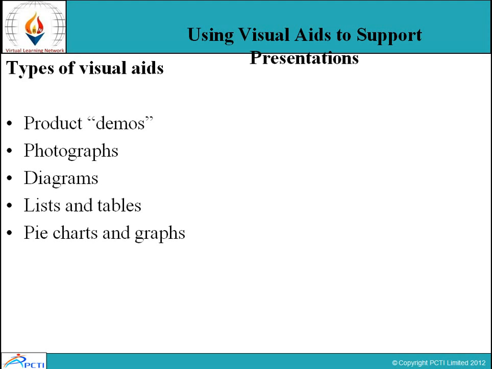We can give a demo of the product we are talking about. Photographs. We can show some photographs of our product or the topic we are giving the presentation on. Diagrams. We can take help of diagrams to explain our presentation. Lists and tables. We can show a list or tables, pie charts and graphs. We can take help of pie charts and graphs to explain our business or what we are going to present.